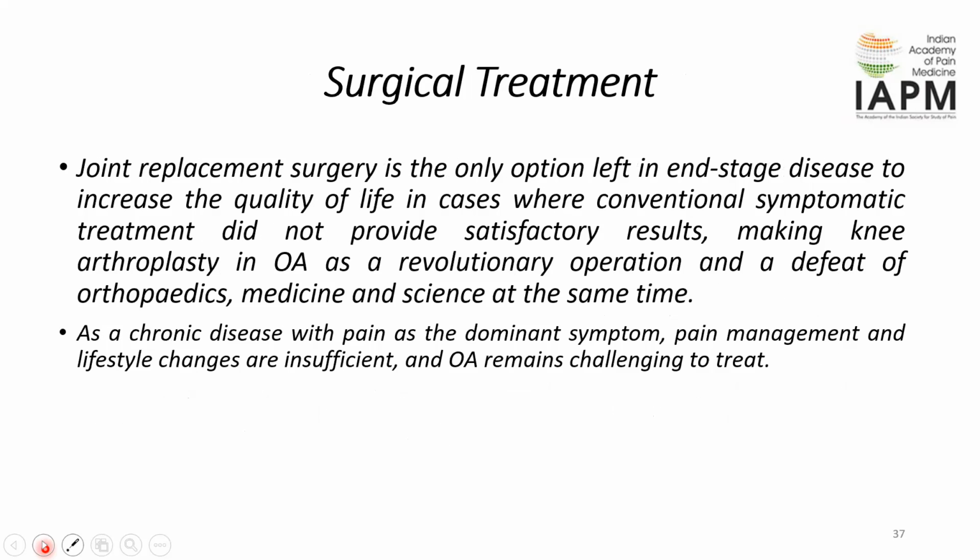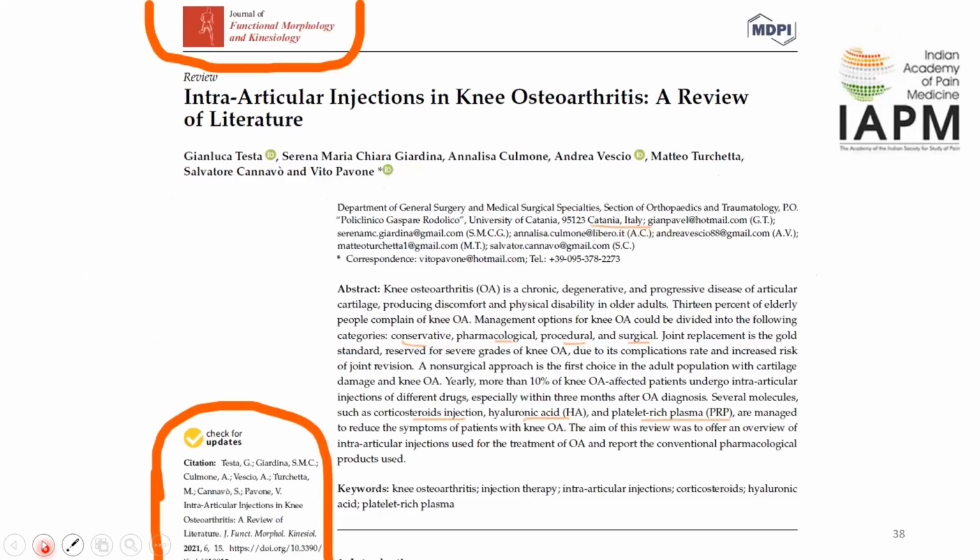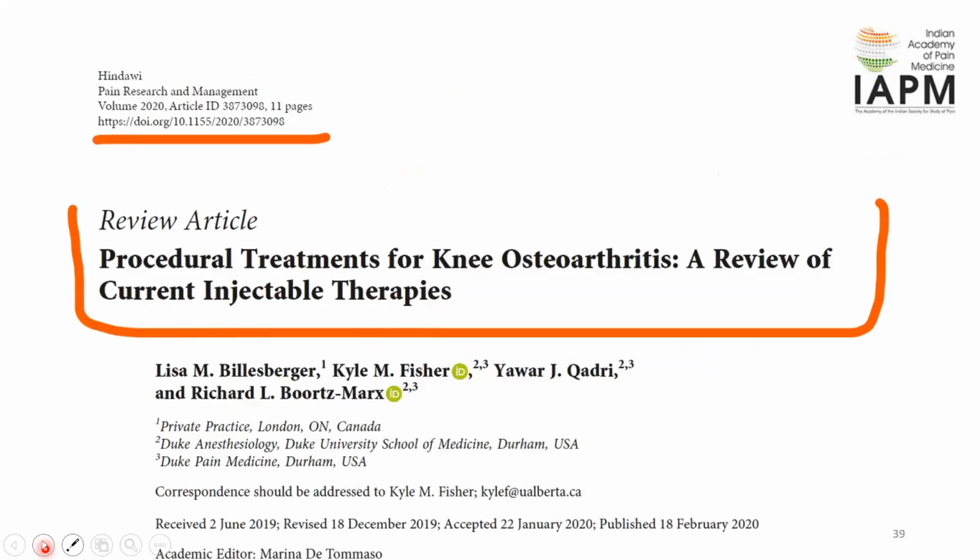Regarding surgical treatment, it is the only option left for end-stage disease. It is the last resort, applied when no other option remains. Regarding the different interventions in particular, there are a few recommendations, and I'll go through the latest guidelines, including a review of current injectable therapy published in 2020 in Pain Research and Management.